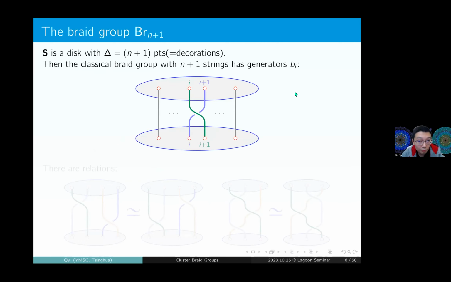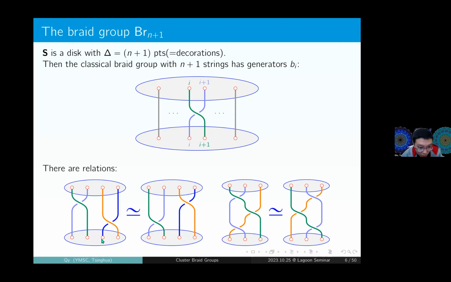The classical braid group is when the surface is the disk, and we will take n+1 points, which we call decorations, and this will correspond to type A_n. That's why this is n+1. The generators for this braid group are very easy to see. You just need to twist the neighbor ones to have a generator b_i. So for the n+1 string braid group, you will have n generators.